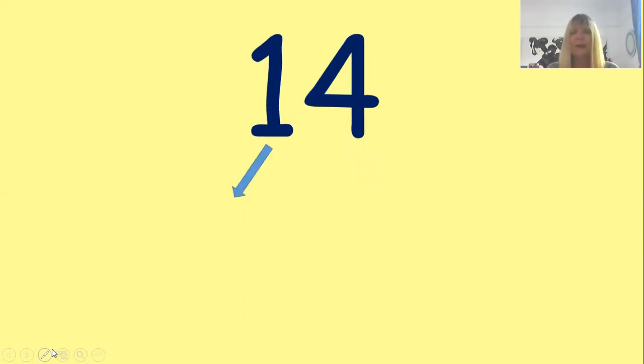Now let's think about what that would look like if we wrote what the 1 was worth. We'd write a 10. And if we were writing down what those 4 ones were like, we'd say and write that they look like this. So 14 is made up of 10 and 4.